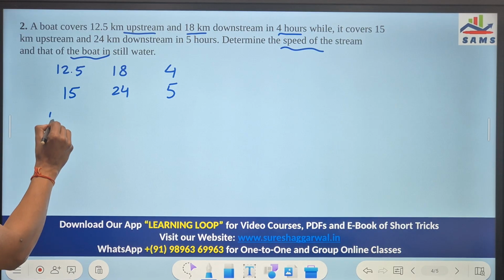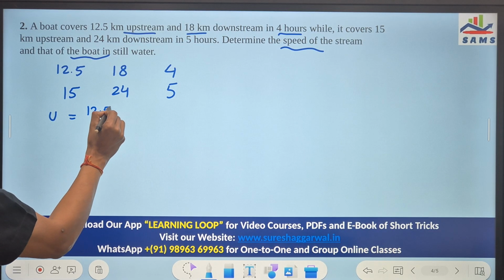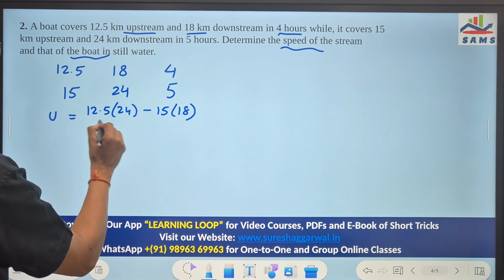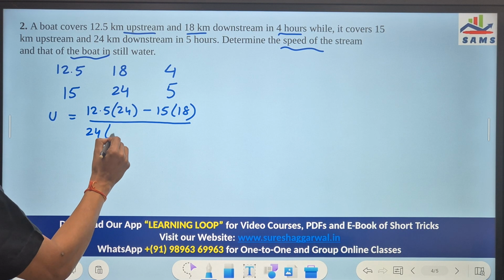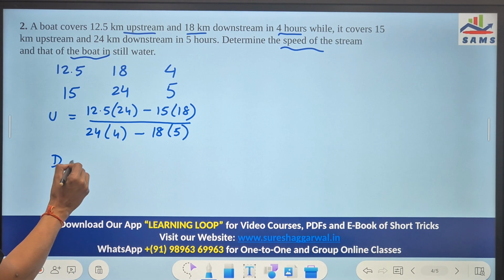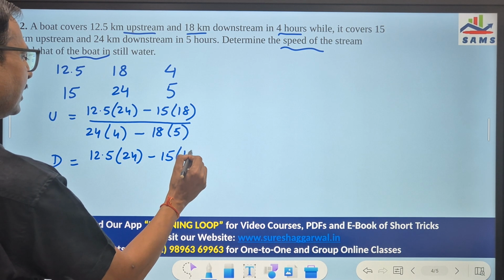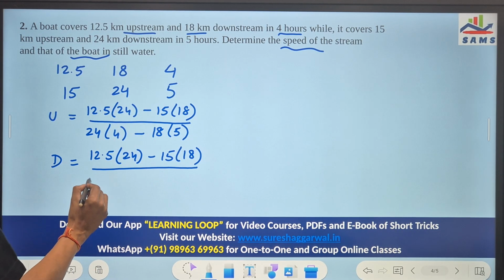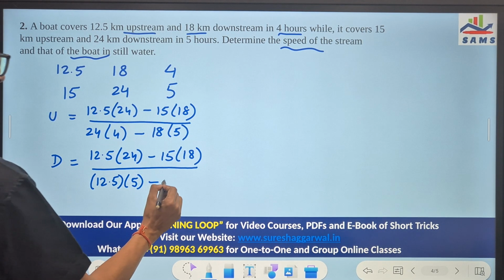What do we have to do in this case here? To find u, we will start here, this one, go across like this. So 12.5 times 24 minus 15 times 18, and in the denominator, you know what to do? We have to do like this, 24 times 4 minus 18 times 5. This is u. And then to find d, the numerator remains the same, 12.5 times 24 minus 15 times 18. In the denominator, the condition changes. So we have to do 12.5 times 5, and the other way around, minus 15 times 4.